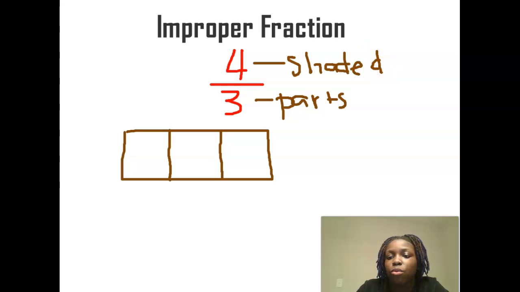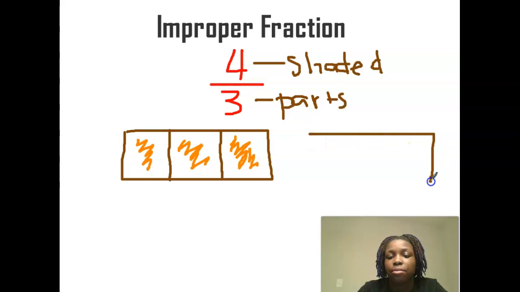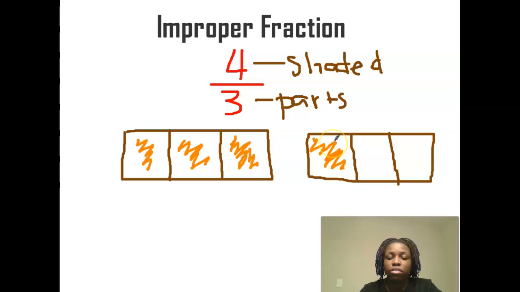Now, in order to shade 4, I will shade 1, 2, 3. Then wait, I have to shade 4. So I don't have enough in this first chocolate bar. That means I have to create a whole other chocolate bar and break it up into 3 parts so that I can shade an extra 1. So this is 4/3. 1, 2, 3, 4, and there's 3 parts in each one. All right, so this is how you draw out an improper fraction.